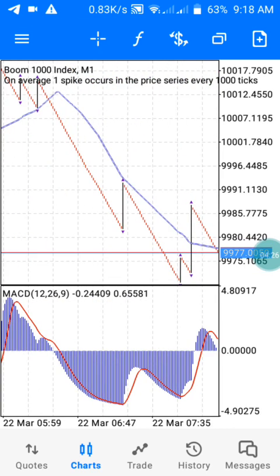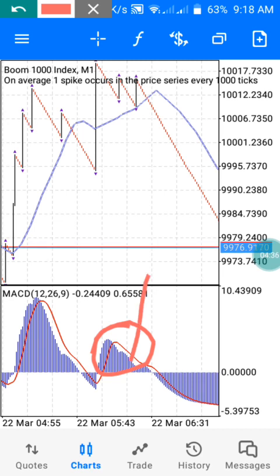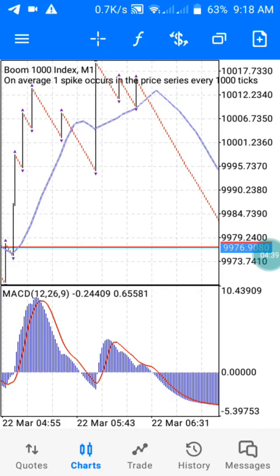Let me show you some more entries on this. But don't take a very small MACD like this. It might affect you because it might keep on spiking for a long period of time. So look for a MACD that is very high like this. Every time, just look for that.